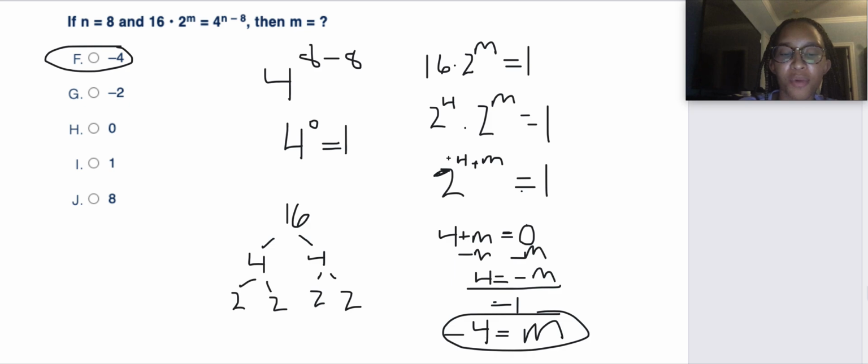I will say, a common mistake people make is they get here and then they'll say, okay, I can multiply this 16 times 2 and I'll get 32 raised to the m equals 1. And they'll say m equals 0, and it's an answer choice. But that is wrong, because when you multiply something with an exponent, you have to rewrite it in terms of this base. You can't just multiply one times the other one.